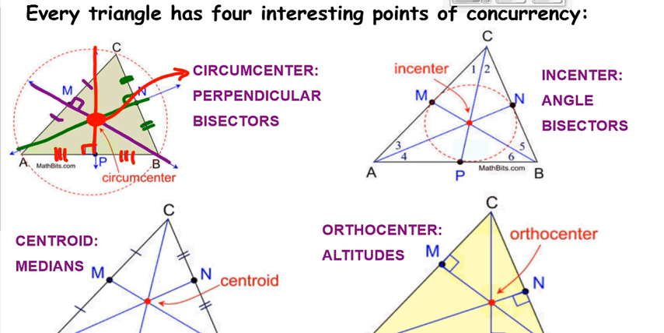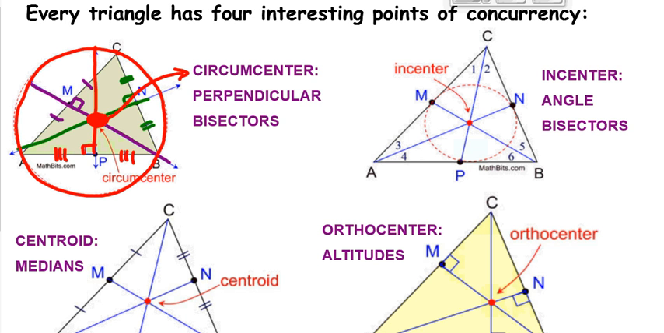All right, interesting thing about the circumcenter is it also happens to be, and I don't know how this happens, it's like a geometry miracle, the center of the circle that is circumscribed around the triangle. So this point right here is where the perpendicular bisectors meet, but it is also the center of that circumscribed circle.